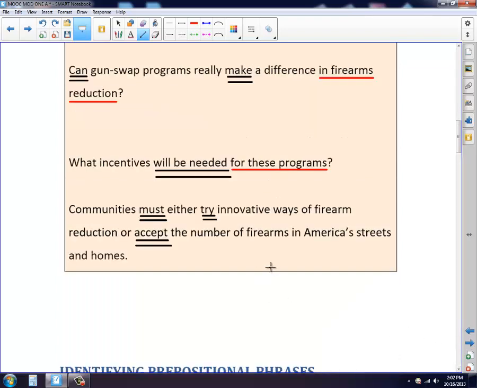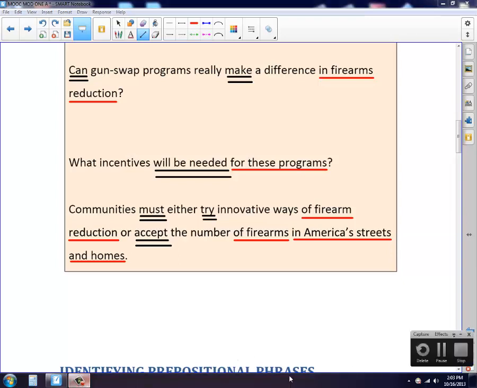Communities must either try innovative ways of firearm reduction or accept the number of firearms in America's streets and homes. Of firearm reduction, of firearms, and in America's streets and homes are all prepositional phrases. Remember, if you have trouble identifying the prepositional phrase, read each sentence out loud. Now we're going to look at identifying subjects.